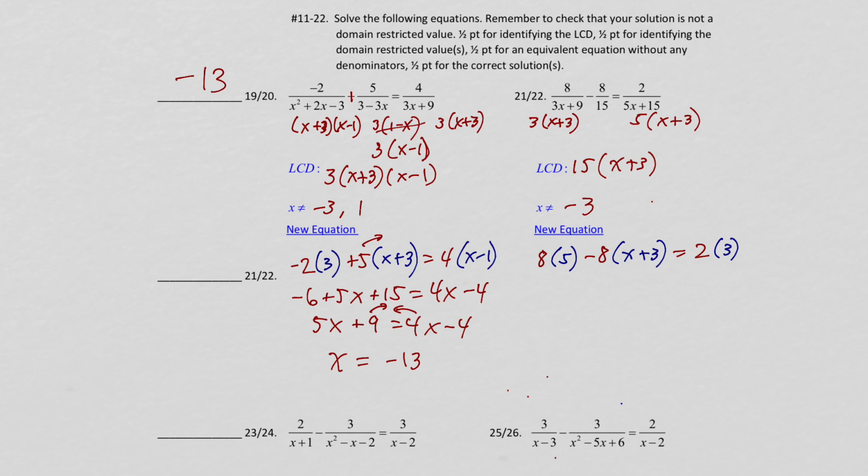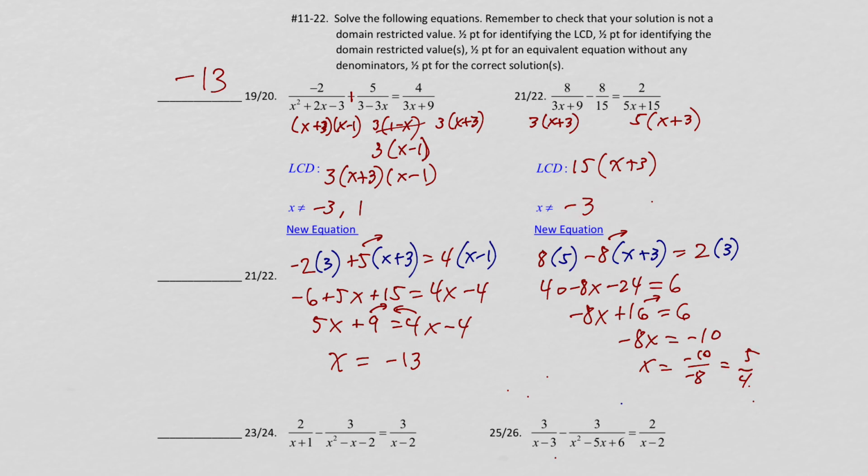Okay, so we have 40, I'll distribute this, minus 8x minus 24 equals 6. So we have negative 8x plus 16 is equal to 6. I'll bring this over. So negative 8x is equal to 6 minus 16, or negative 10. So x is equal to negative 10 over negative 8, which is a positive 5 over 4. And the only restricted value was negative 3, so this is okay. So the solution is positive 5 over 4.